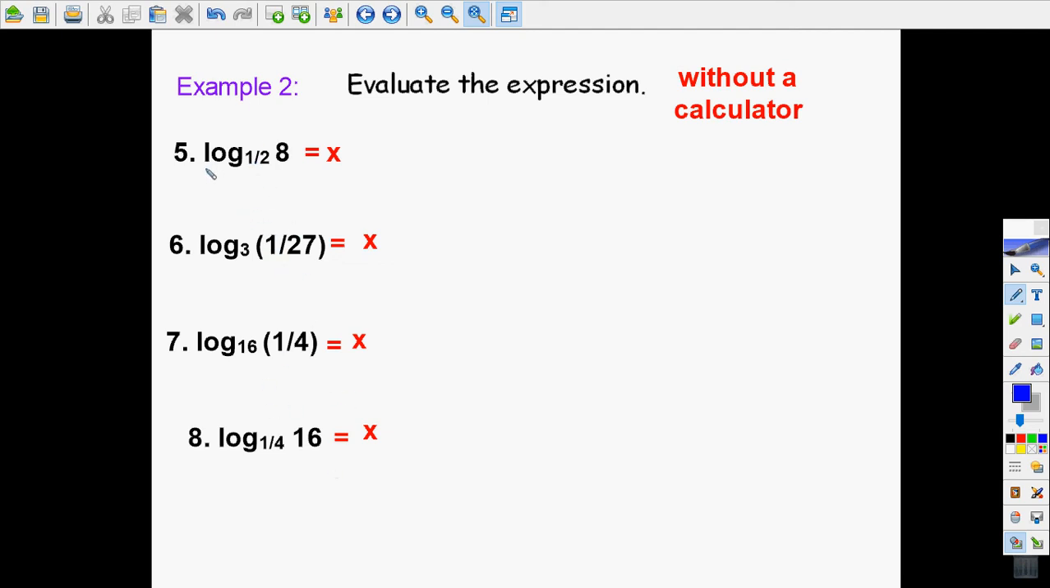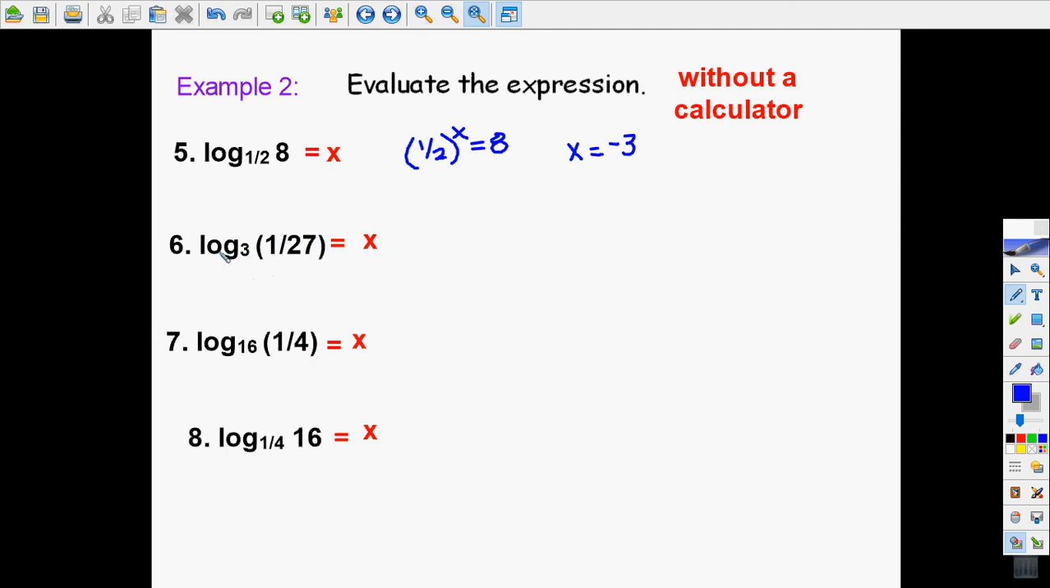So number 5, we're going to write down log base 1/2 of 8, and we're going to add on the equals x part. So we're going to have base 1/2 raised to the x power equals 8. If you notice, in order to go from a fraction to a whole number, our x has to be negative. So we're going to plug in -1, we're going to get 2. We're going to plug in -2 and get 4. We're going to plug in -3 and get 8. All right, so I think we did that one earlier.